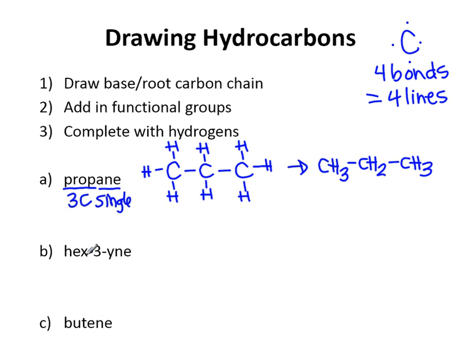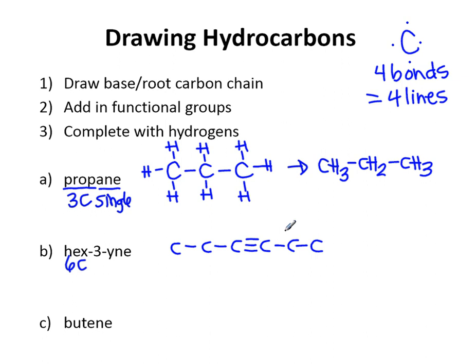All right, hex-3-yne. Hex means I have 6 carbons. So 1, 2, 3, 4, 5, 6. Then I'm going to check. I've got a position number 3, and I've got YNE, which means triple bond. So I need to count 1, 2, 3. Here's my third carbon, and starting at my third carbon, I need to put in my triple bond. So between 3 and 4, I need to add in my triple bond there. No other numbers, no other information.